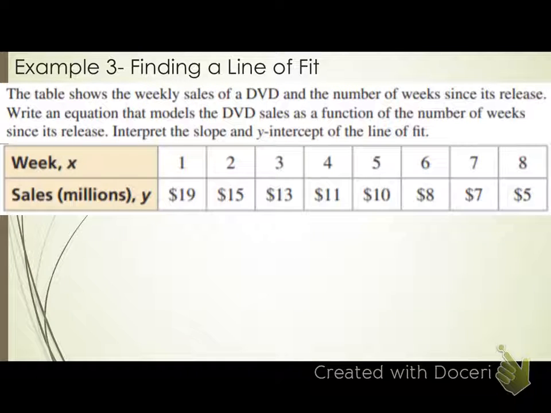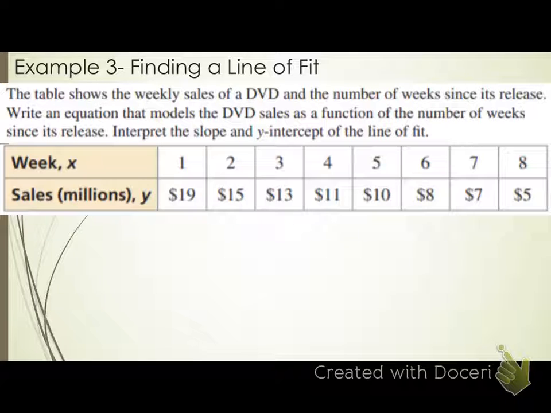Here's an example. The table shows the weekly sales of a DVD and the number of weeks since its release. Write an equation that models the DVD sales as a function of the number of weeks since its release. Interpret the slope and y-intercept of the line of fit. So here's my table. It's the weekly sales of a DVD and the number of weeks since its release.